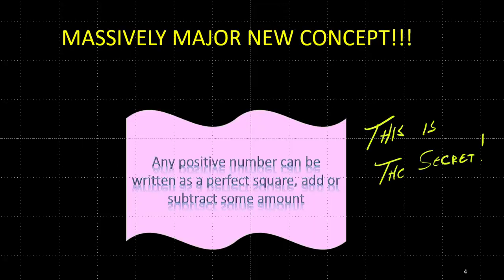Now for a massively major new concept. And that concept is simply any positive number can be written as a perfect square, add or subtract some amount. This is one of the great secrets for solving a rectangular quadratic equation. We'll see soon why that's the case. But let's go ahead and look at this concept in a couple of different ways before we move into using it in an equation.